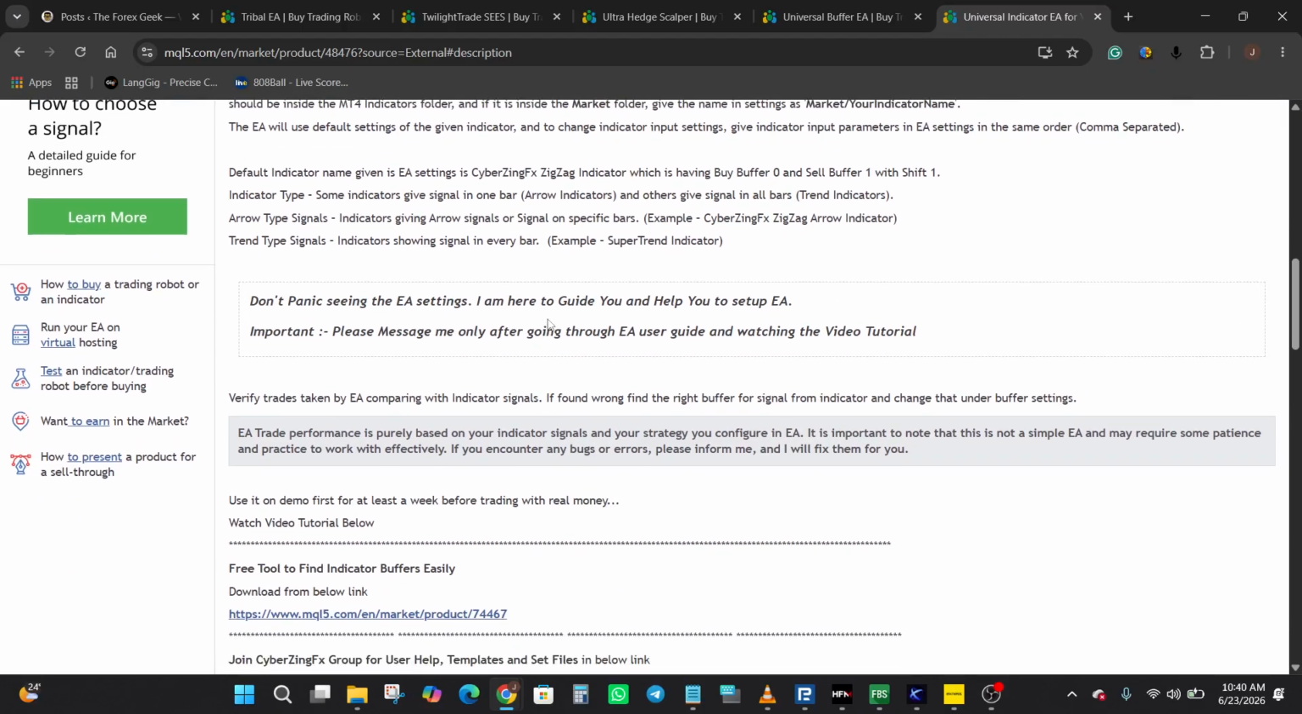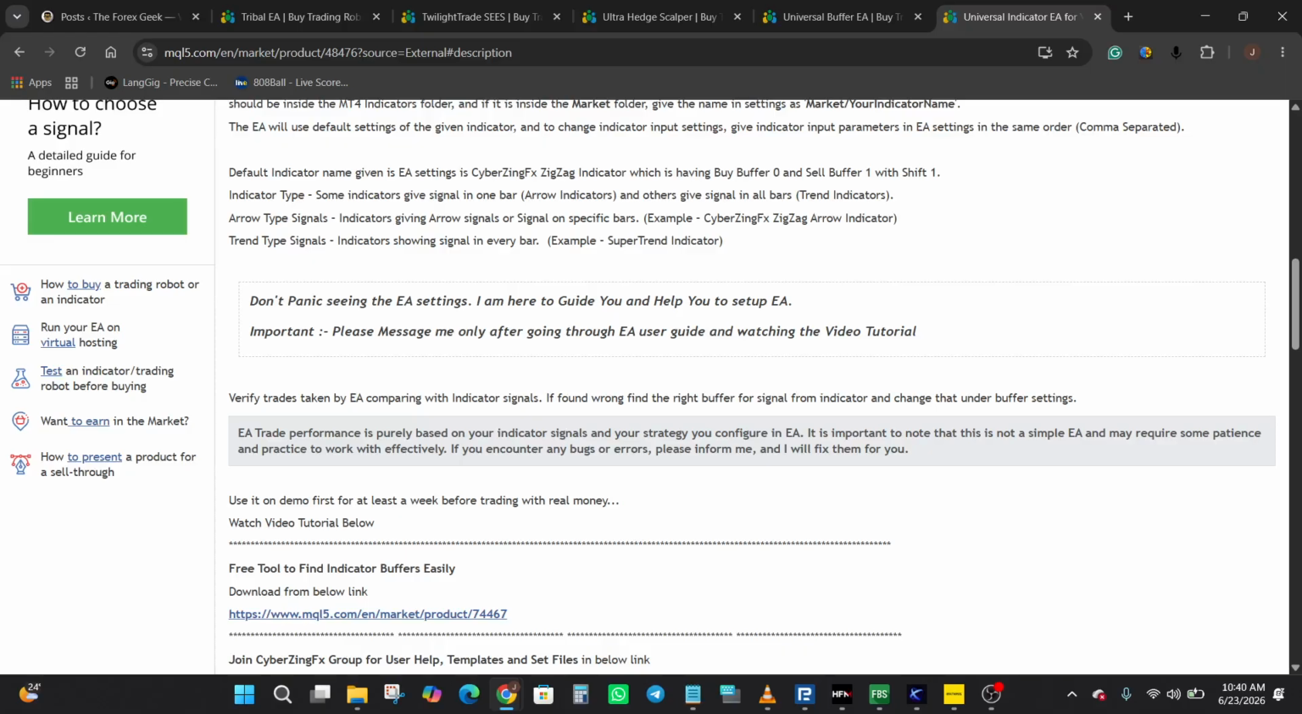Another important point mentioned in the description is that traders should verify whether the trades executed by the EA match the indicator signals being generated. If there is a mismatch, the developer recommends checking and adjusting the configured buffer numbers. The marketplace page also notes that this is not a simple plug and play expert advisor. The developer specifically advises users to review the documentation, watch the tutorial materials, and spend time learning the setup process before using it with real funds.